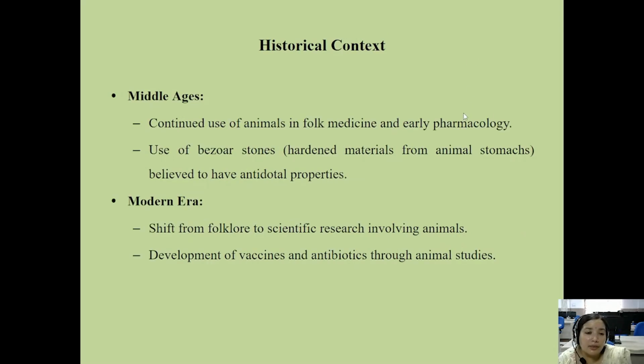Then historical context, Middle Ages: continued use of animals in folk medicine and early pharmacology, use of bezoar stones, hardened materials from animal stomachs believed to have antidotal properties. And the modern era is a shift from folklore to scientific research involving animals, development of vaccines and antibiotics through animal studies. This is the use of animals for the preparation and production of medicines during the Middle Ages and modern era.